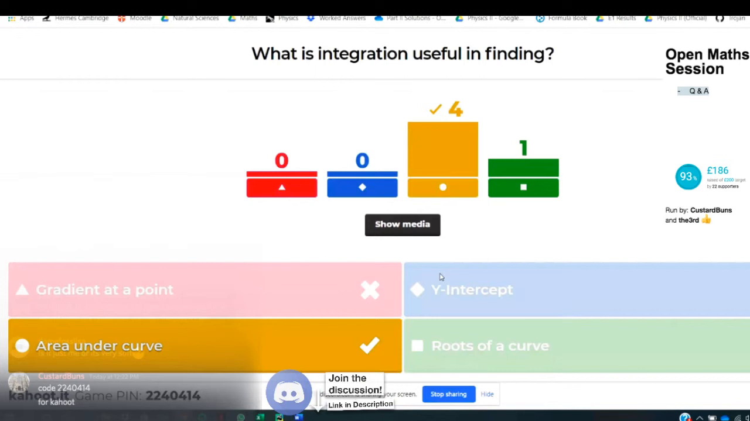The roots of a curve, so for those of you that haven't come across this term, the roots of a curve are the points at which it crosses the x-axis. So we saw in some of our quadratic curves that it crossed the x-axis at 2 different points. So we can say that that quadratic had 2 roots. But yes, indeed, the answer is area under the curve.